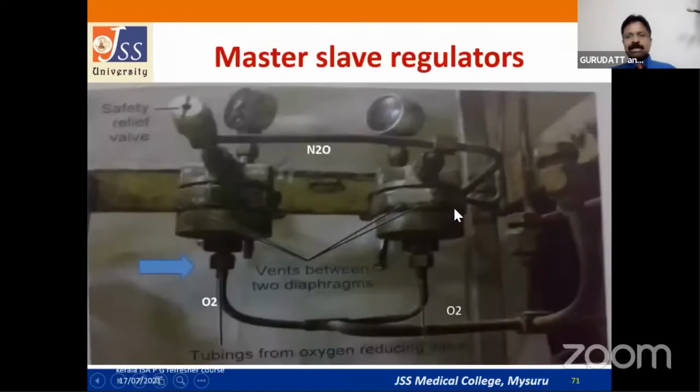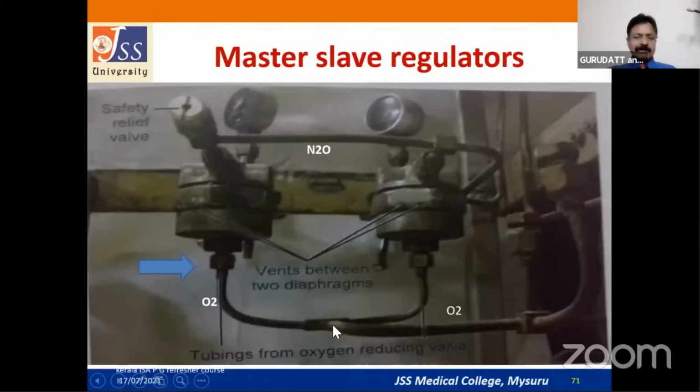Now in the older machines, another question you will be asked about is the master and slave regulators. The oxygen pressure regulator acts as a master, and the nitrous oxide regulators are called the slave regulators for the oxygen. Now you can see the nitrous oxide pressure regulator. It has 3 chambers: lower chamber, middle, and upper chamber.